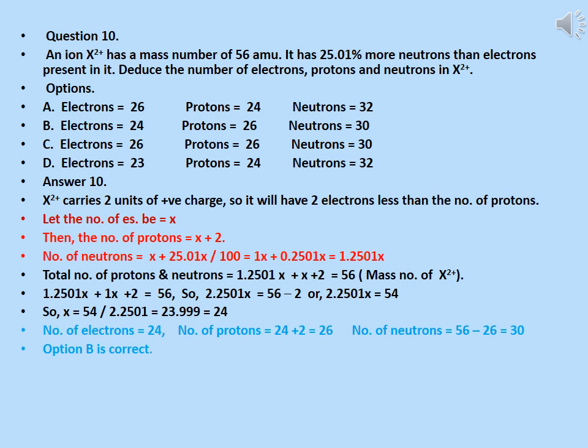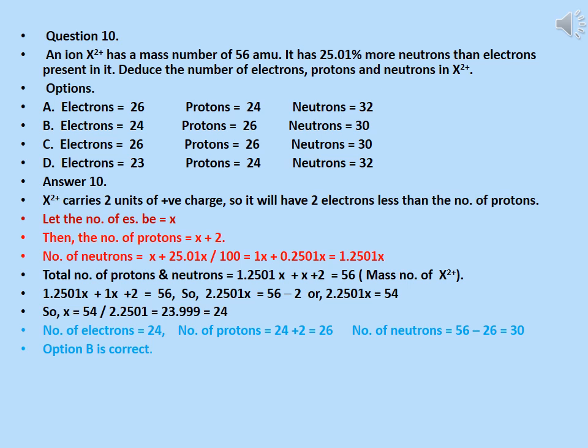Four options A, B, C and D are given, where the number of electrons, protons and neutrons are given. We need to choose the correct option. Now, in this case, X2+ is the ion. Therefore, it carries 2 units of positive charge, in the sense that it has lost 2 electrons. So, it will have 2 electrons less than the number of protons.